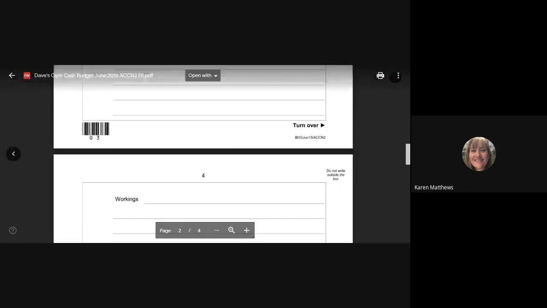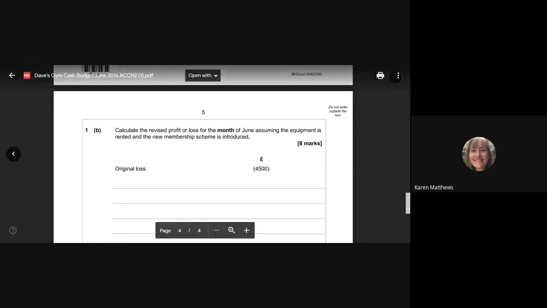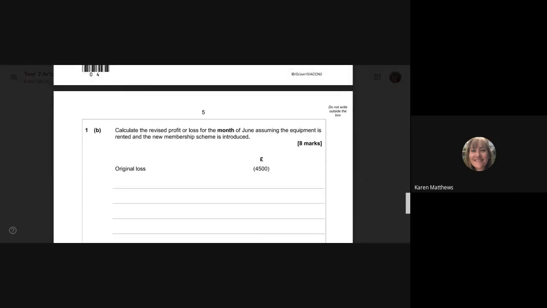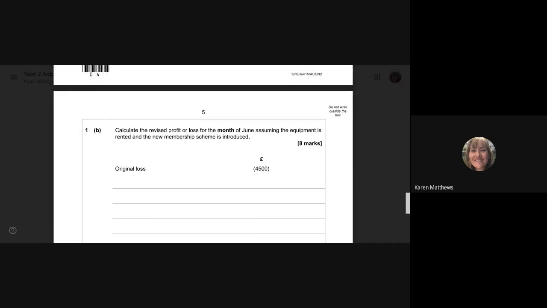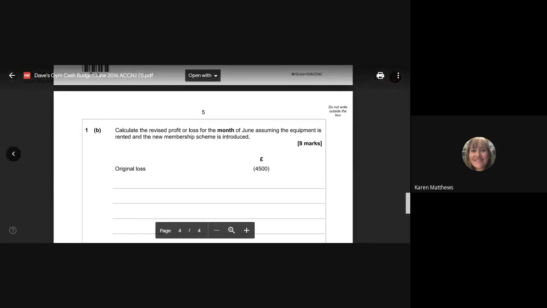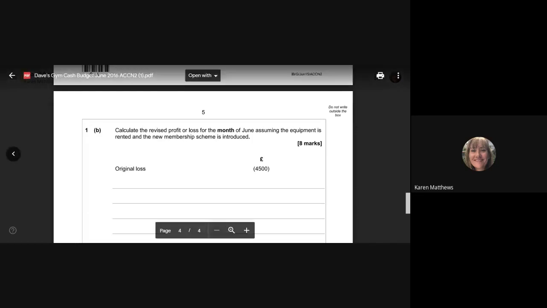Okay. Now, the second thing we're asked to do, I'll just warn you about this now, is calculate the revised profit or loss for the month of June, assuming the equipment is rented and the new membership scheme is introduced. Now, if you remember, Dave calculated that he was going to make a loss of £4,500, okay, but that included depreciation. So what you need to do is get rid of the depreciation from that, because we're going to calculate the revised profit for the month of June, assuming that the new membership scheme is introduced and he rents the equipment.